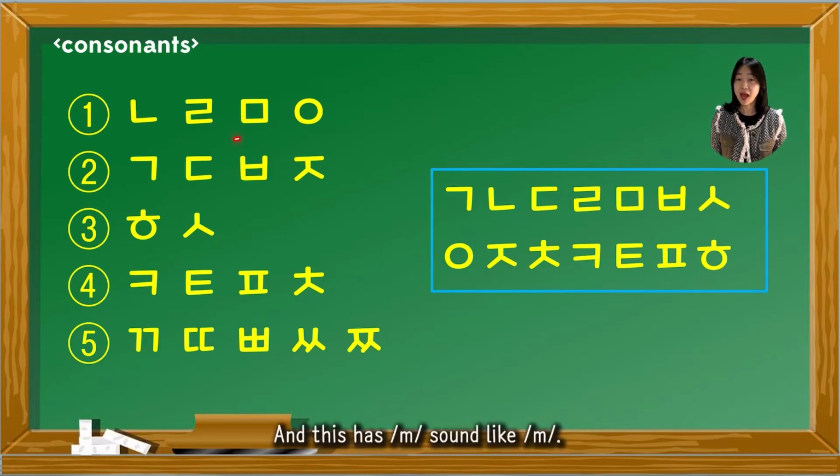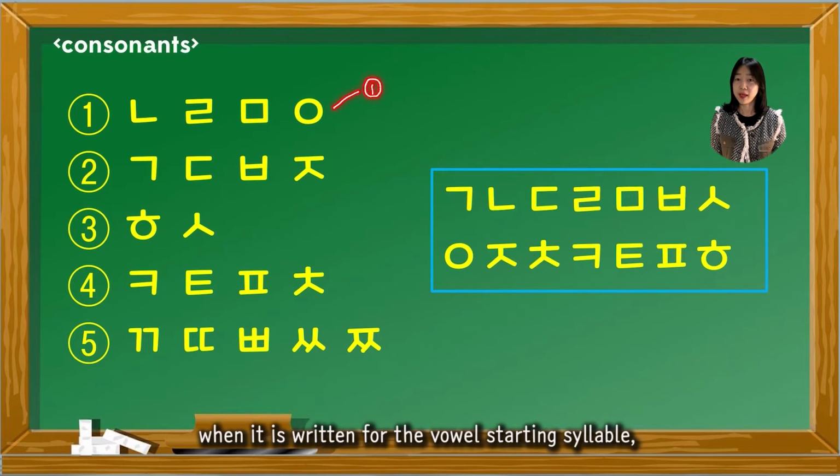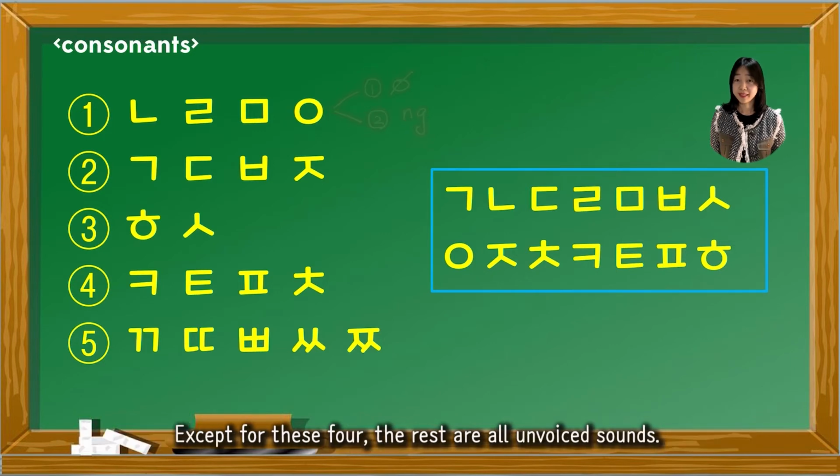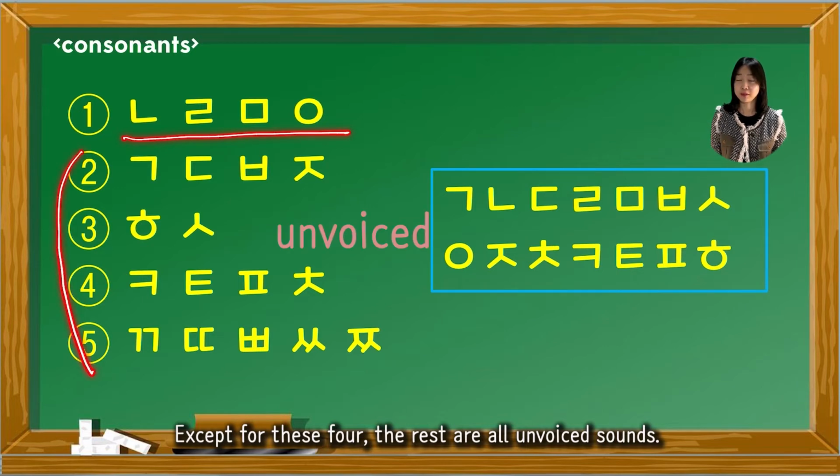And this has an M sound like M, and it has no phonetic value when it's written for the vowel-starting syllable. But when it comes to the last phoneme, it has the phonetic value, the sound. Except for these 4, the rest are all unvoiced sounds.